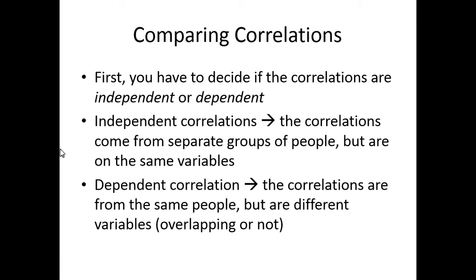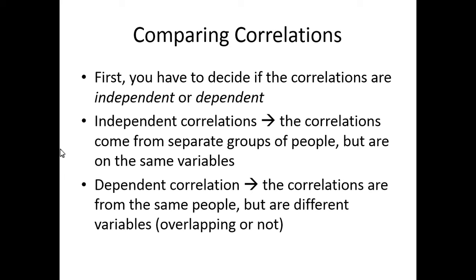With dependent correlations, you can have them be totally overlapping or not. So I could do exam and anxiety and exam and revision. That overlaps by exam. Or I could do exam and anxiety and revision and some other variable that's in that data set, like gender. Those don't overlap at all.